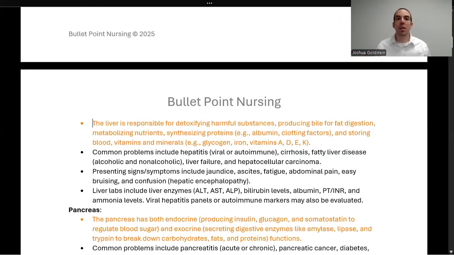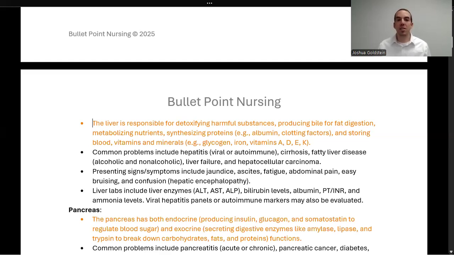Now we're going to go through a few different organs that do fall under GI. First, we're going to have the liver. The liver has a bunch of different roles, and we deal with this all the time. You may have heard the term hepatotoxic in terms of drugs or different chemicals that are hepatotoxic. That means toxic to the liver, to the hepatocytes, which are the cells of the liver.